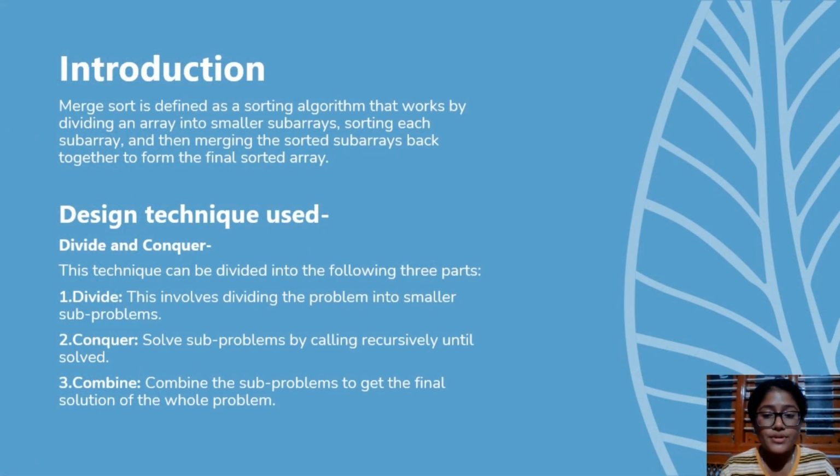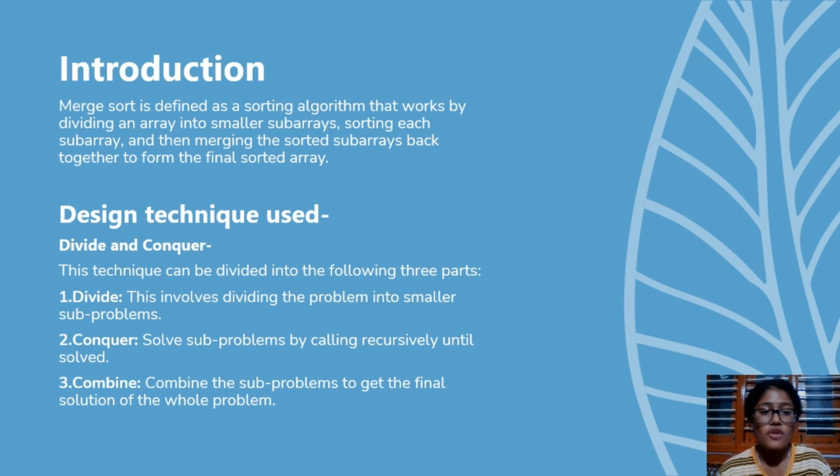So let's go into the introduction of merge sort. Merge sort is one of the sorting algorithms that works by dividing the unsorted array into subarrays recursively, and then we sort the unsorted arrays, and the results obtained on each subarray are then merged together to give out one sorted array.